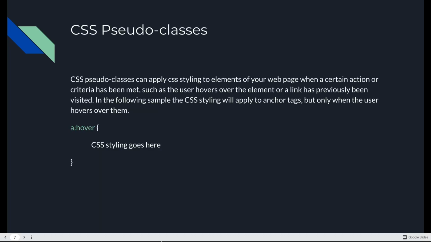Now pseudo-classes can apply CSS to elements of your web page when a certain action or criteria has been met, such as when a user hovers over an element or a link has been previously visited. You can stylize that differently. In this sample here we're looking at, this will apply to anchor tags, but only when the user hovers over them. And we're going to actually add a really cool effect to our navigation bar using this and some more complex stuff in this week's lab. So a:hover, when you hover over it, do whatever the styling is that goes here.